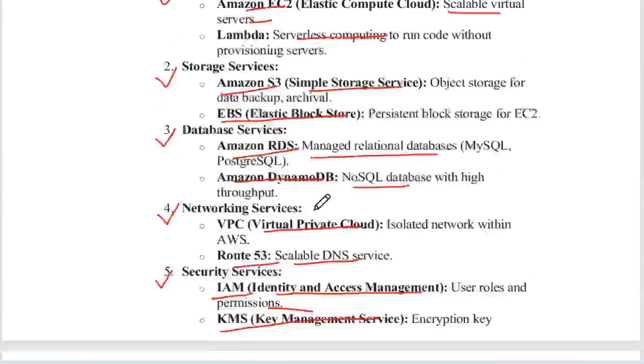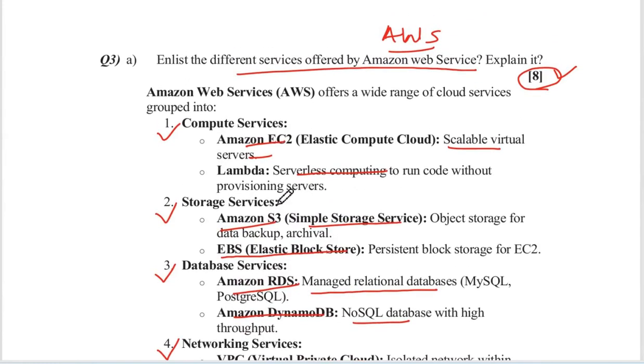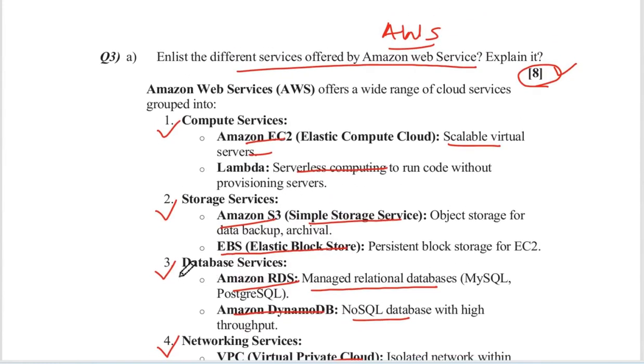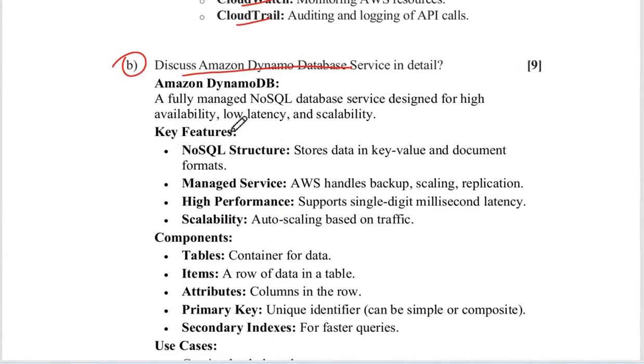Then the next question is: discuss Amazon DynamoDB service. Okay. So we have seen DynamoDB is a database service, right? It is a fully managed NoSQL database service designed for high availability, low latency, and scalability. Key features: NoSQL structure, managed service, high performance, very high scalability. It uses tables, that is a container for data.